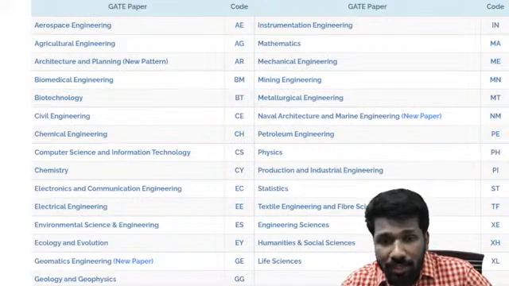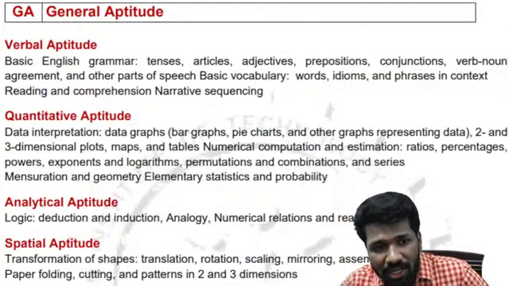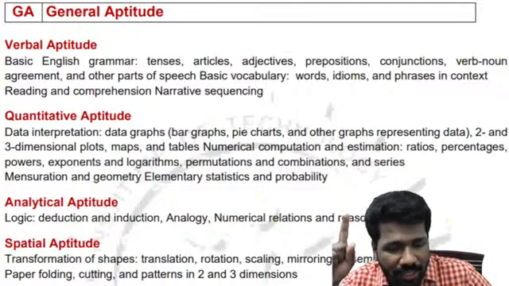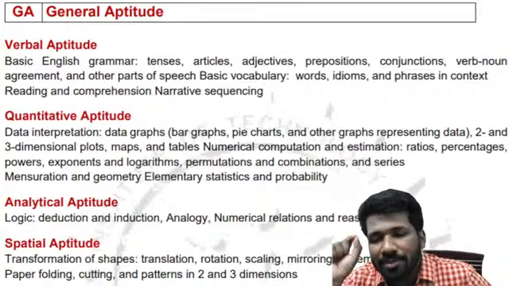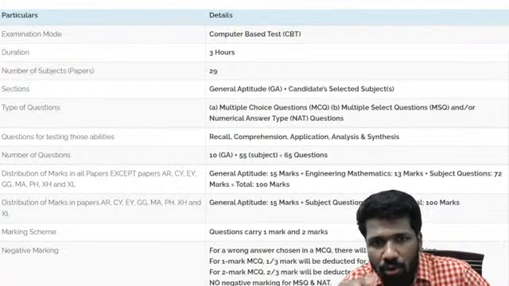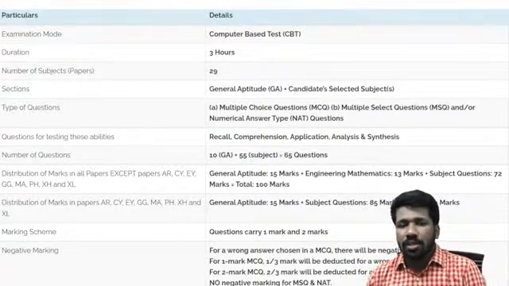In the pure science and engineering streams also, the syllabus is the same. This is the syllabus for GATE. This entire syllabus was discussed in detail, topic by topic, in the playlist. You can check it out. New students, all the 29 subjects, pure science and engineering streams, this course is equally useful.